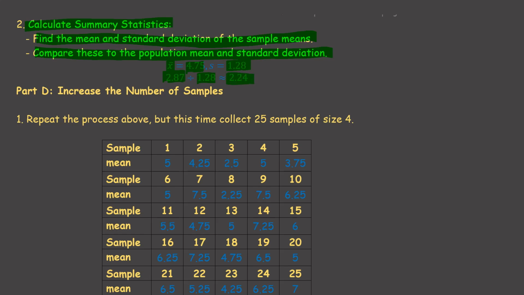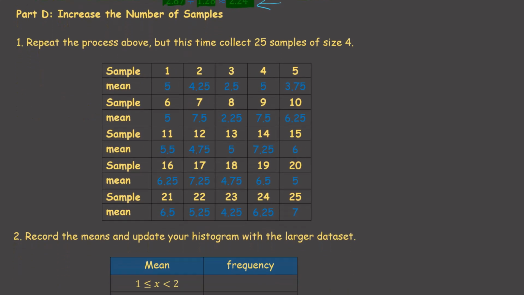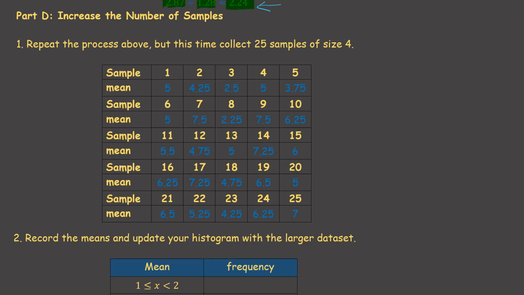square root of n, which is 2.24. The standard deviation is quite a bit less, and we talked about this in the introduction. We're moving away from those extremes. We've moved quite a long way with just a sample of 4. So now we want to increase the number of samples, but if we're doing this manually, it's difficult to do a very large number of samples.